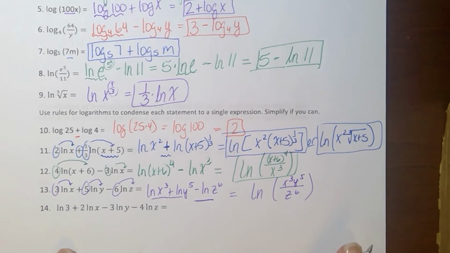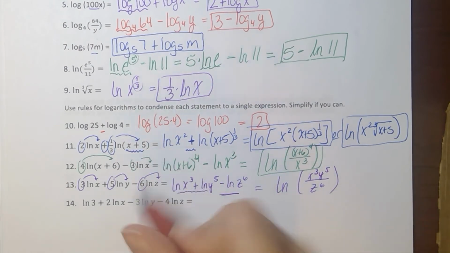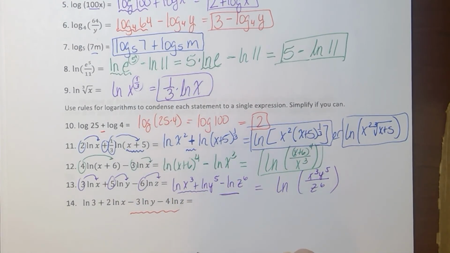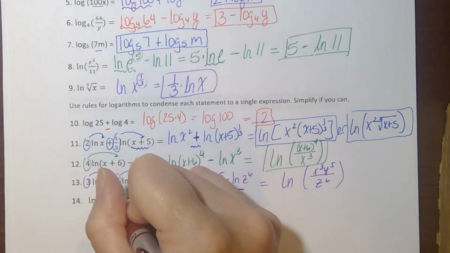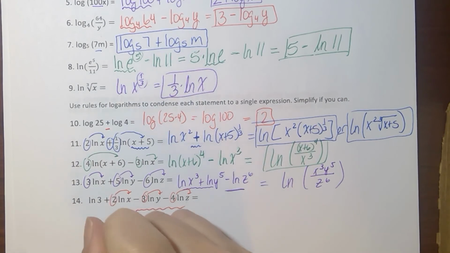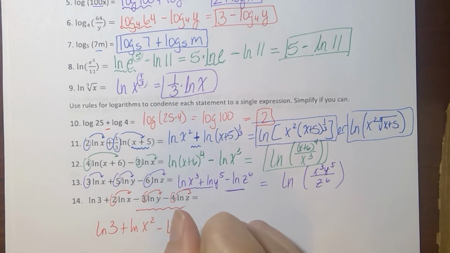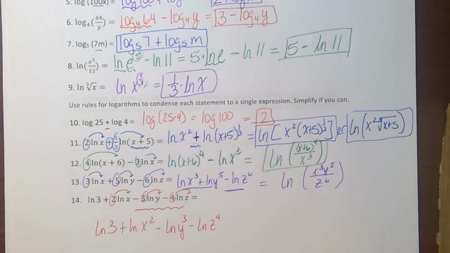And then our final example on this page, 4 log statements, all natural log, so they all have the same base, which means we can condense them into a single log statement. Remember that anything being subtracted is going to go into my denominator. Take care of your power rule first. So let's apply the power rules where we can. That gives me natural log 3 plus natural log x squared minus natural log y cubed minus natural log z to the 4th.